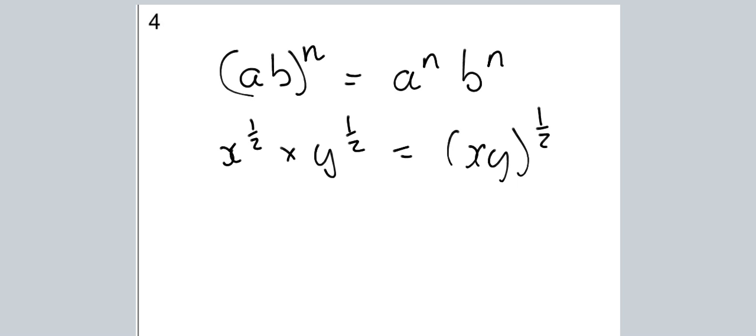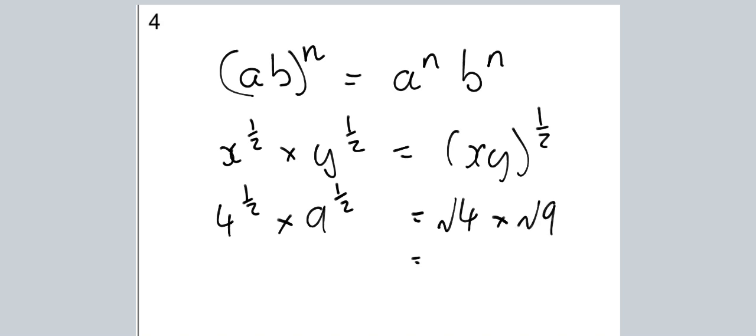Again, using a common sense logic kind of thing, if I went 4 to the power of 1/2, multiplied by 9 to the power of 1/2. What does 4 to the power of 1/2 mean? Can you remember? Good. So that's root 4 or square root 4. And 9 to the power of 1/2 would be square root of 9. Good. Which is equal to 6. We okay with that? Okay, I've run out of room here, so I'm going to have to erase.